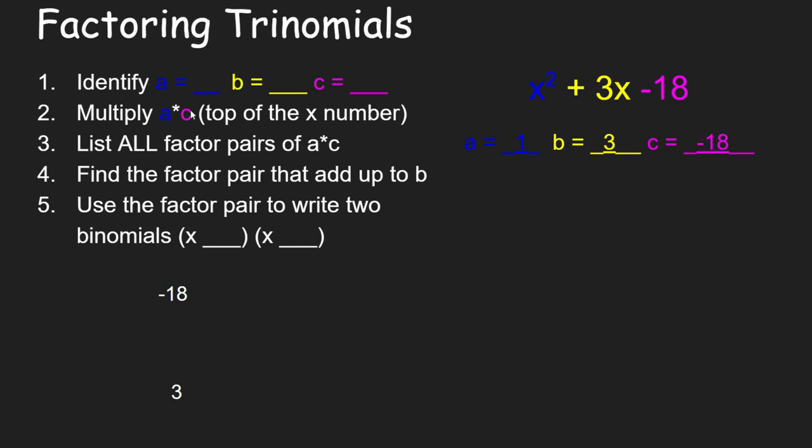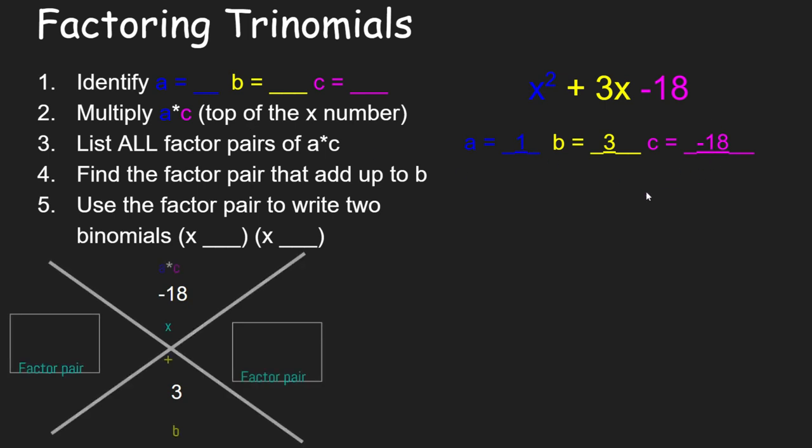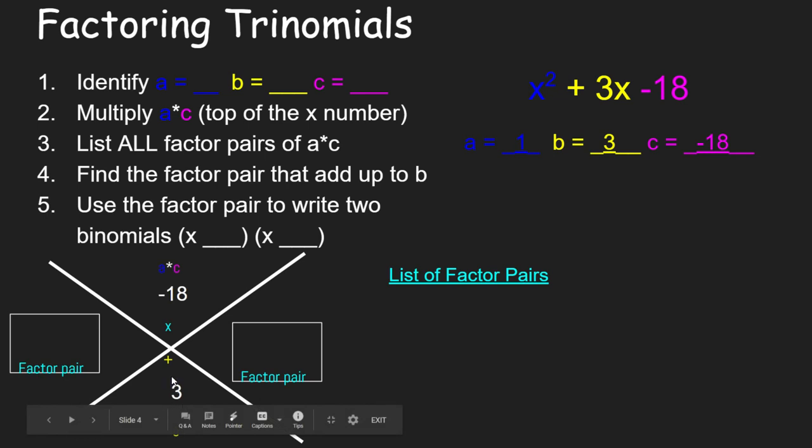Then we're going to multiply a times c. So 1 times negative 18 gives us negative 18. We're going to put that right at the top of my x, and we put our b value on the bottom. Now we're going to find the factor pair that adds up. So list the factor pairs of negative 18.